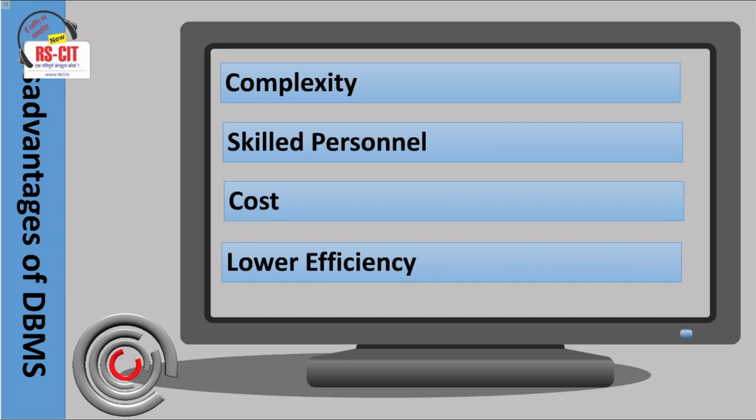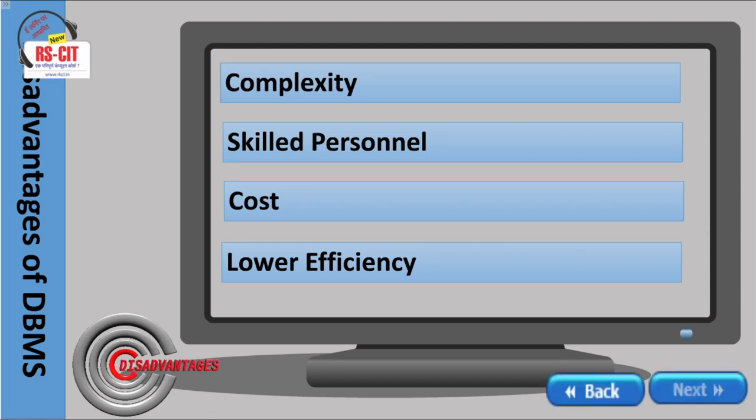Lower efficiency. A database system is a multi-use software which is often less efficient than specialized software which is produced and optimized exactly for one problem.